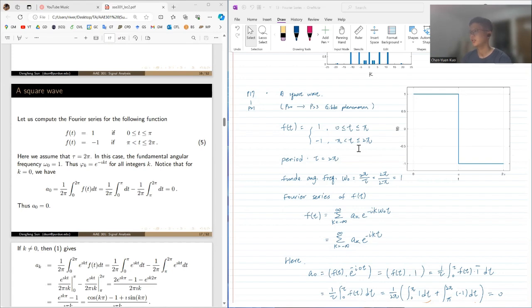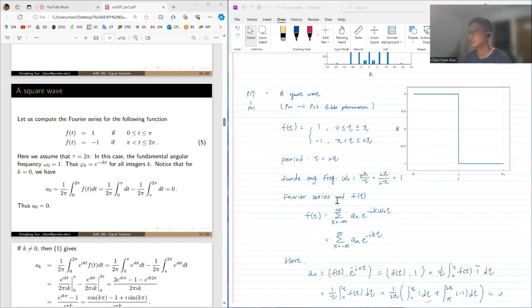Okay, let's begin with the period of the function. So the period of this function is equal to 2 pi. So here we have tau equals 2 pi. And this implies that the fundamental angular frequency of this function, omega naught, is equal to 2 pi over tau, which is 2 pi over 2 pi, and that's 1.